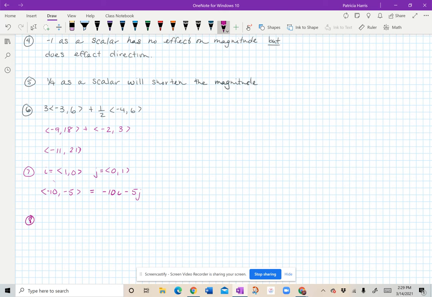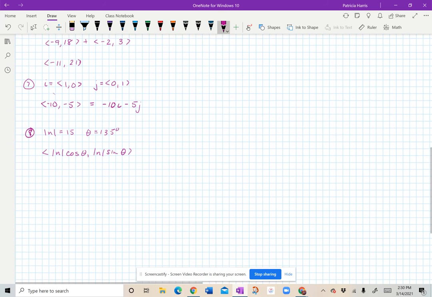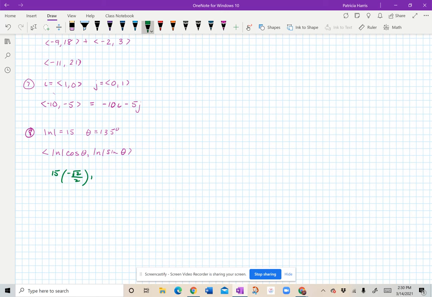Number 8. Given the information below, write the vector in component form. We have the vector n with magnitude 15, and theta is 135 degrees. We're going to use the formula: magnitude times cosine of theta, comma, magnitude times sine of theta. You can totally use your calculator or the unit circle on this. So this is going to be 15 times cosine of 135, which is negative radical 2 over 2, and then sine is going to be positive radical 2 over 2. So if I rewrite that, and that's it.